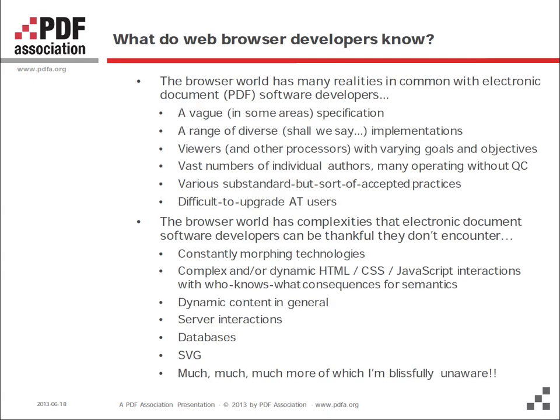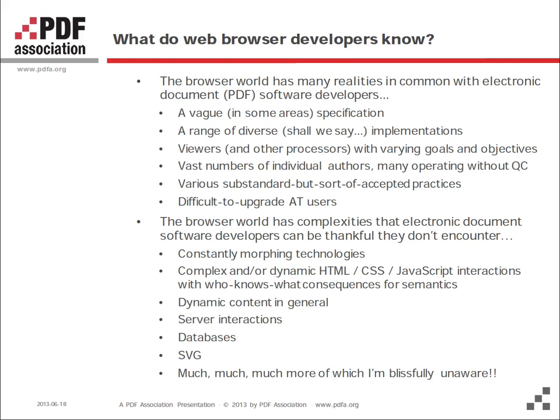experience into accessible PDF. So web browser developers know a lot about accessibility. It's something they encounter all the time. The browser world has many realities in common with electronic document software developers. The specification, HTML, is pretty vague in certain important areas. There are a range of implementations out there. Viewers with varying goals and objectives, they have the same problem with authors as we do. It's just that the innate qualities of HTML make some of those problems a little less evident than they are in PDF. There are many substandard but kind of okay practices that happen in that world.